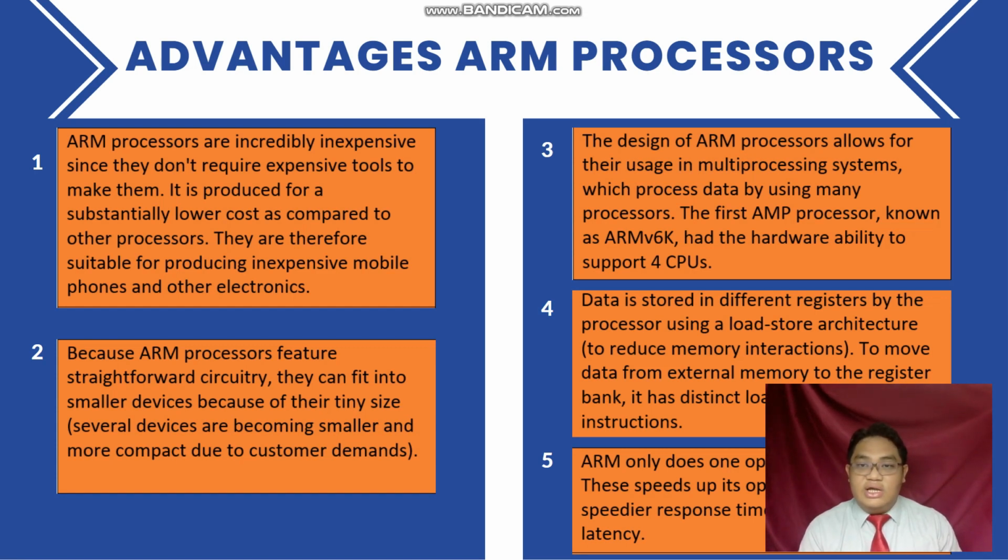Thirdly, the design of ARM processors allows for their usage in multiprocessing systems, which process data by using many processors. The first ARM processor with this, known as ARM v6K, had the hardware ability to support 4 CPUs. Fourth, data is stored in different registers by the processor using a load store architecture to reduce memory interactions. To move data from external memory to the register bank, it has distinct load and store instructions.